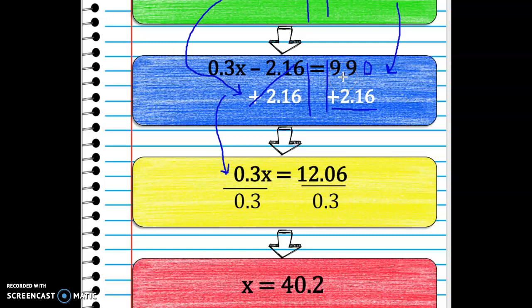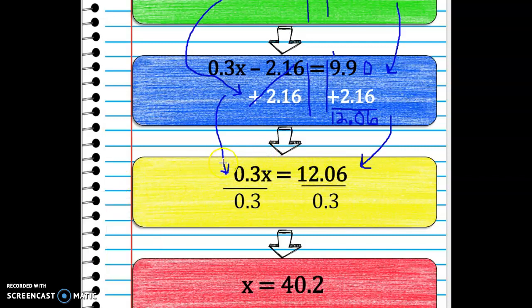And I need to make sure that my digits are lined up when working with decimals, when I'm adding and subtracting. So then I'm going to just go ahead and add down. 0 plus 6 is 6. 9 plus 1 is 10. I'm going to carry the 1. Bring down my decimal point, don't forget to do that. 9 plus 2 is 11, plus 1 more is 12. So that's how I get that 12.06 on this side. Now I know that 0.3x equals 12.06.